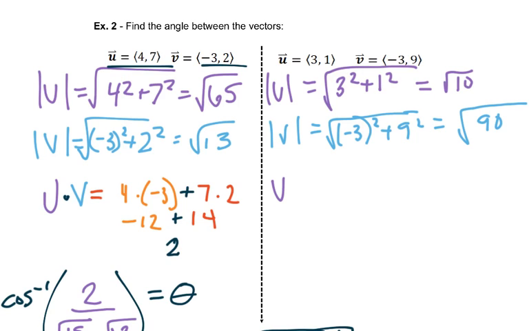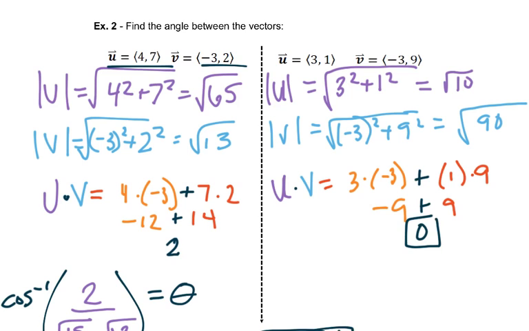Our dot product, I have an issue with being able to actually write u's and v's differently. Okay, I know I can put that little tail on it, but I just don't. So we're going to take 3 and multiply it by -3, and then add that to 1 times 9. So -9 plus 9. And so we have a 0.